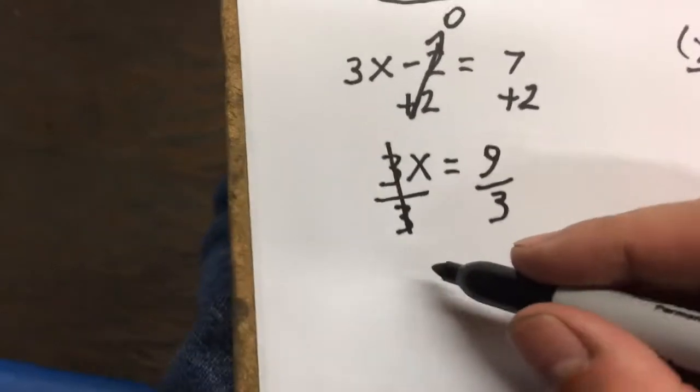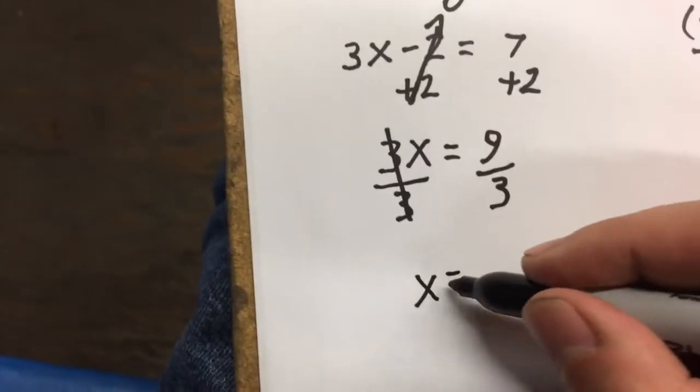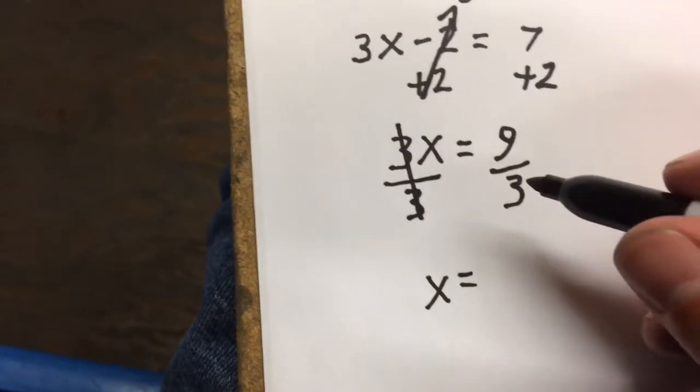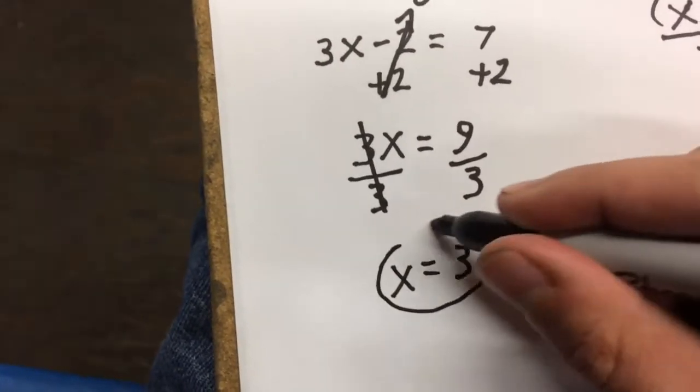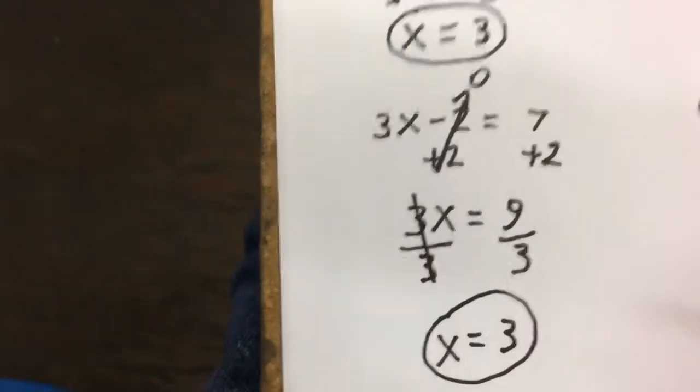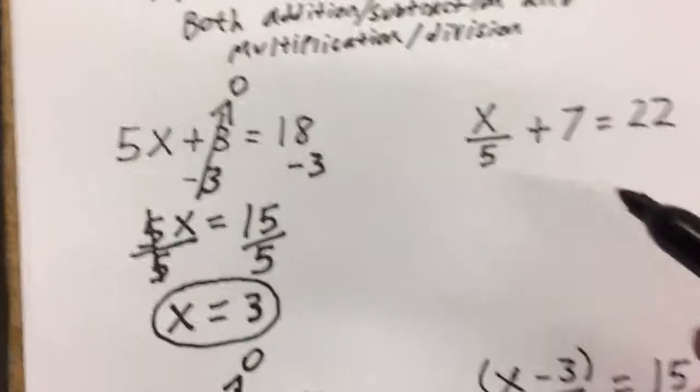That's another way of saying it. x is equal to 9 divided by 3. 9 divided by 3 is equal to 3. Both of these are equal to 3. I did not plan that.